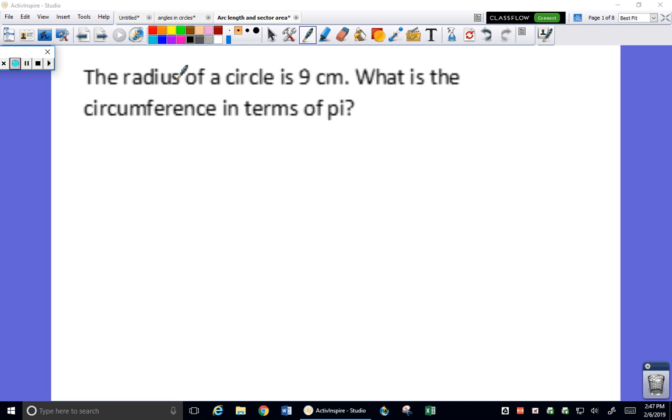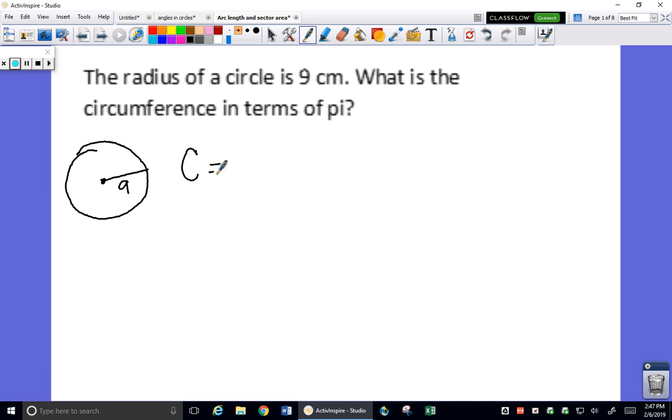So the first problem we have is we're given a circle with a radius of 9. We want to know the circumference in terms of pi, which means that our answer should have pi in it and have no decimals whatsoever.